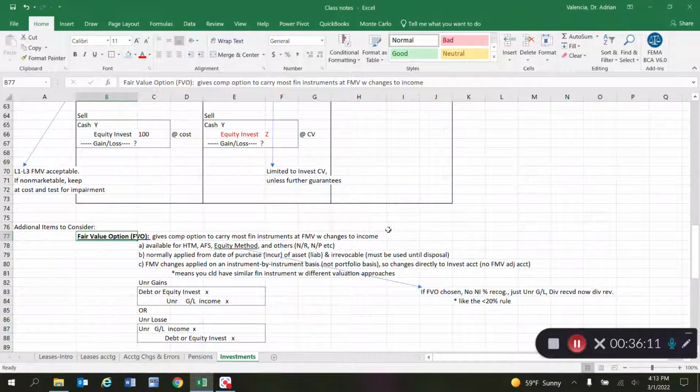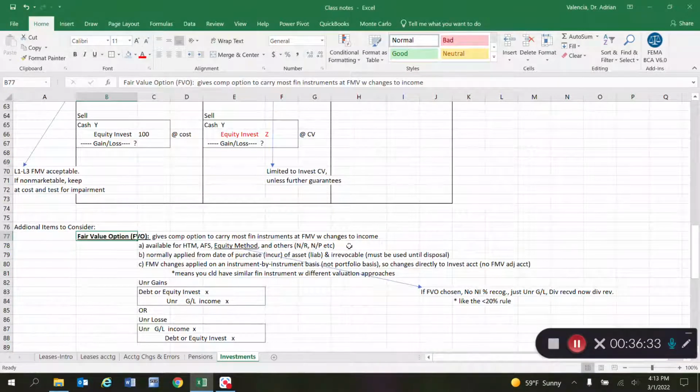And this is not just available for the instruments that we talked about. Here I say it's available for held to maturity, available for sale, instruments that are carried at equity method, but it's also available to just regular notes receivable, notes payable, any type of financial instrument that you want to carry at fair market value, you can choose so.